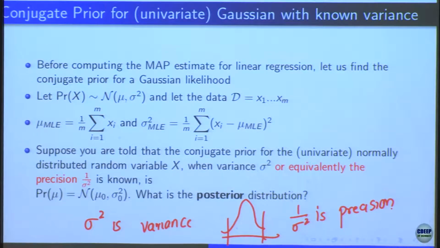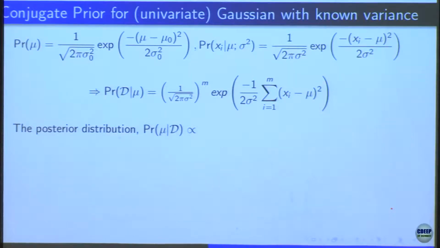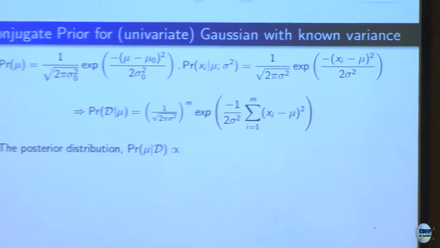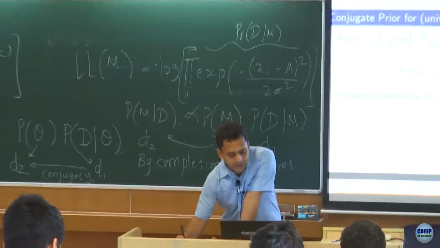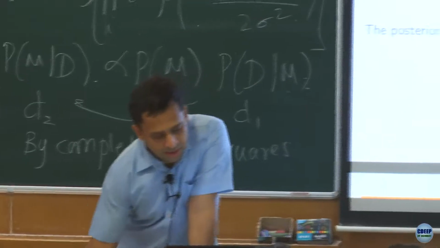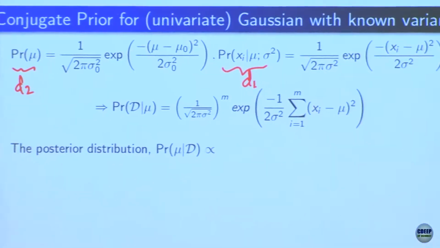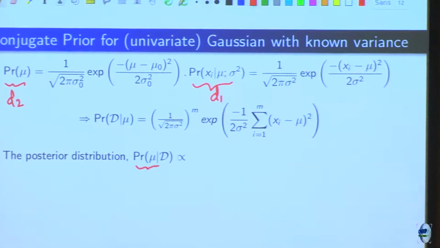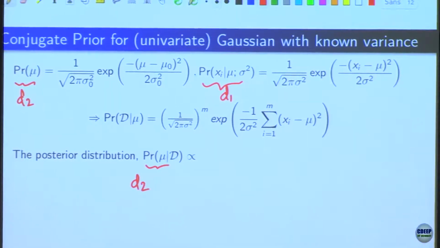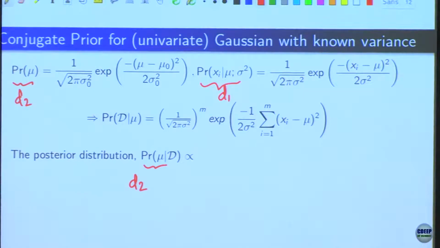So let's try this now. Everyone has to work this out by hand. Here is what we have written on the board. We have the prior probability of mu, which we have been referring to as D2, and D1 corresponds to the probability of data given mu comma sigma square. Since normal is its own conjugate, we believe the posterior distribution, probability of mu given data D2, is proportional to probability of data given mu into probability of mu.